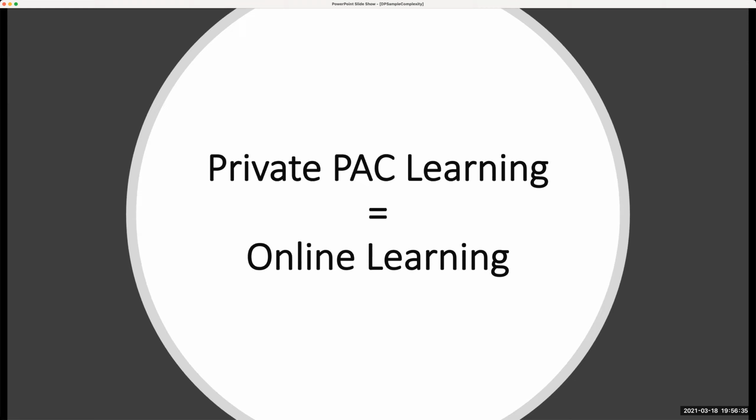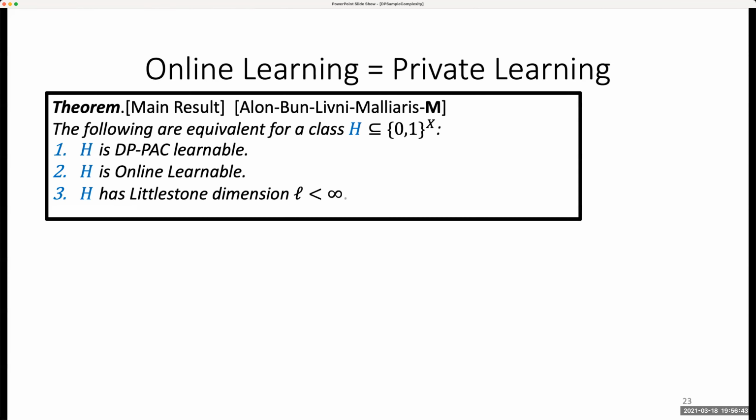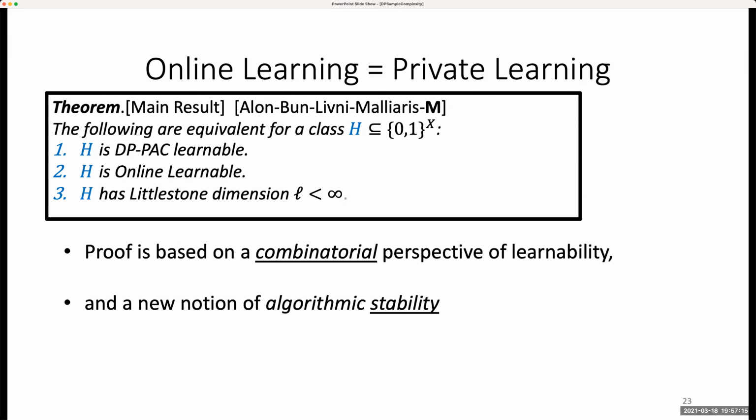Okay, so now, having defined these terms, we can state the main result. The main result is an accumulation of two papers with Noga Alon, Mark Bun, Roi Livni, and Maryanthe Malliaris. Basically, what it says is that for any class H, the following statements are equivalent: H is differentially private PAC learnable, H is online learnable, and H has a finite Littlestone dimension. The proof, as we will discuss soon, is based on a combinatorial perspective of learnability. Also, there is a new notion of algorithmic stability, which may be interesting in its own right. I will discuss it.